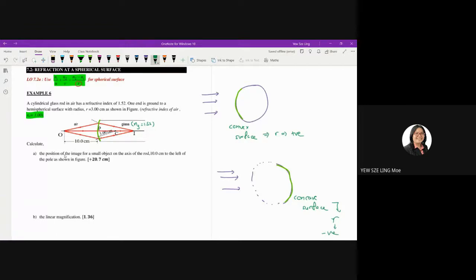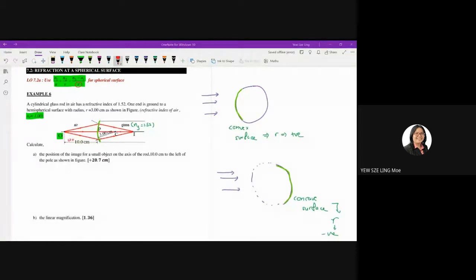Calculate the position of the image for a small object on the axis of the rod, which is located 10 cm to the left of the pole as shown in the figure. So this one is our object, located 10 cm to the left of the pole. So this 10 cm is now our object distance, u equals 10 cm.